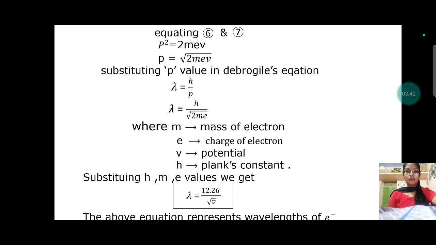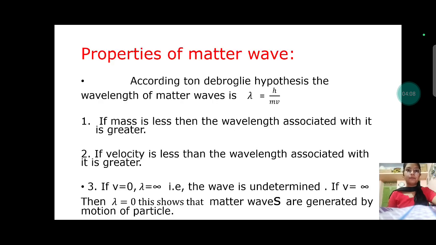Substituting the p value in the de Broglie equation, λ = h/p, we get λ = h/√(2meV), where m is the mass of the electron, e the charge of the electron, V the potential, and h Planck's constant. Substituting h, m, e values, we get λ = 12.26/√V Å. The above equation represents the wavelength of electrons.